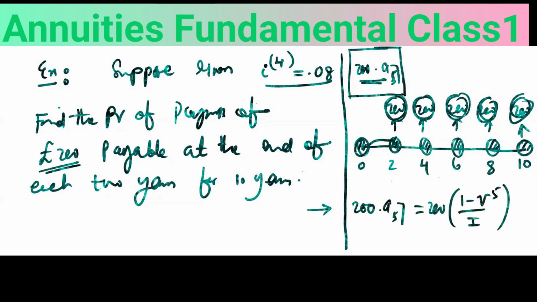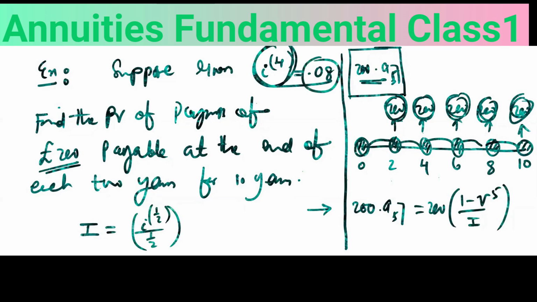Now what is I here? I is for 2 years. So now my I will be equal to the 2 year I. That will be I half divided by half. This is my I. Whatever is given, it doesn't matter: I4, I2, D, D2, D12. From that, you need to find capital I and put it here. And of course, V will be 1 plus I power -1. According to this I, this V will be here. So you find capital V and capital I and put here, you will get the answer. That's all. Okay. So this is very simple.